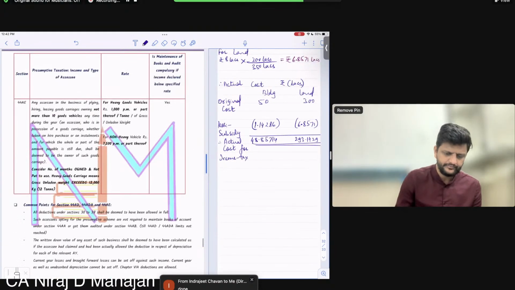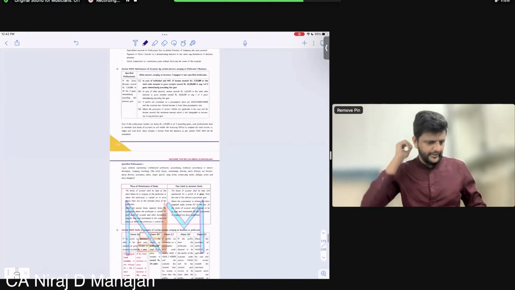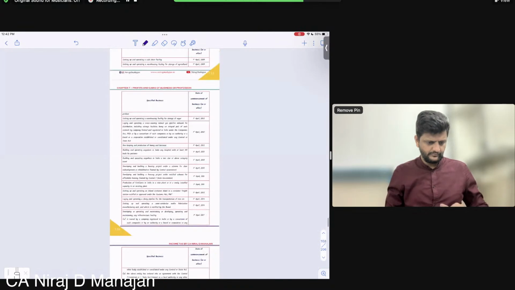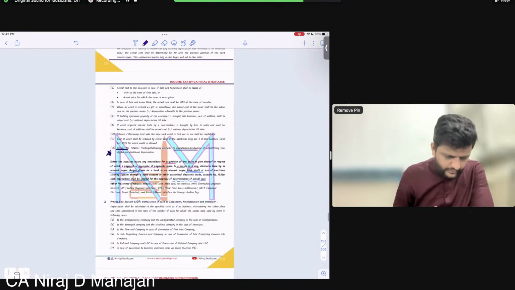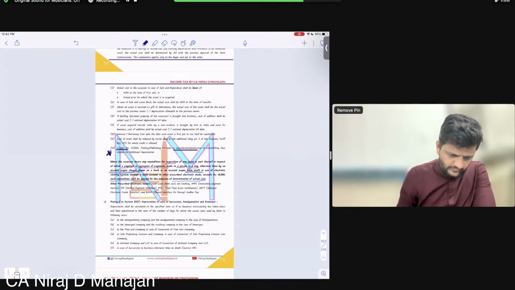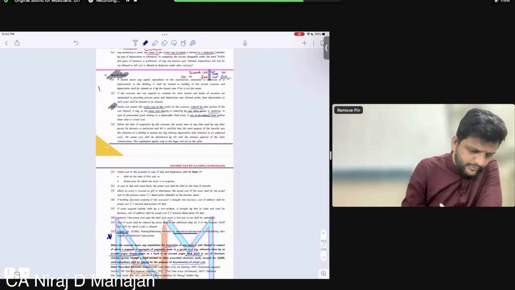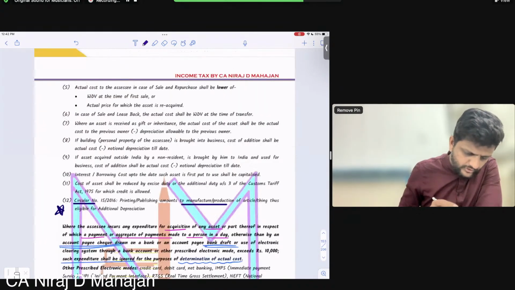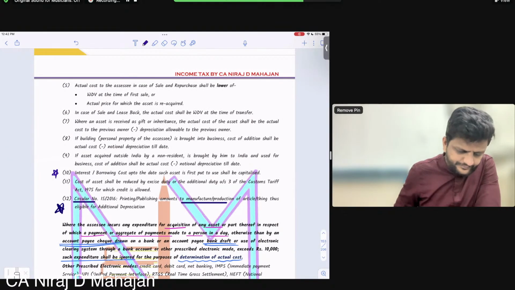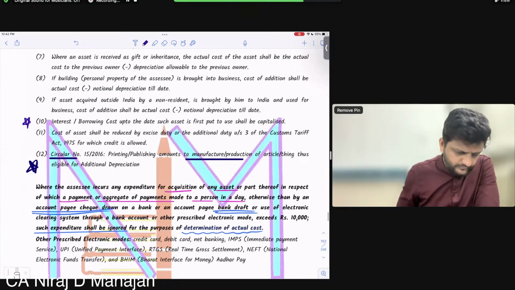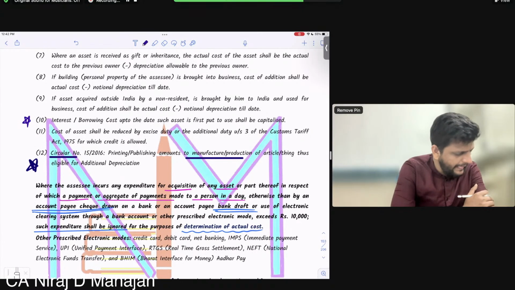Come back to theory. Depreciation. Special cases are for homework. Just read everything properly. Special cases. Check point number 10 over there. Everyone there?